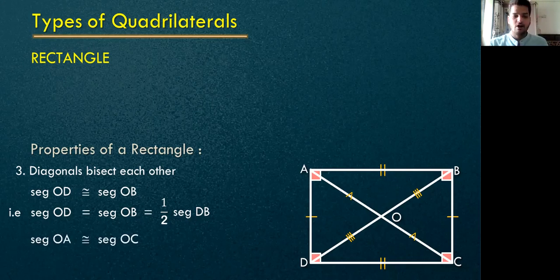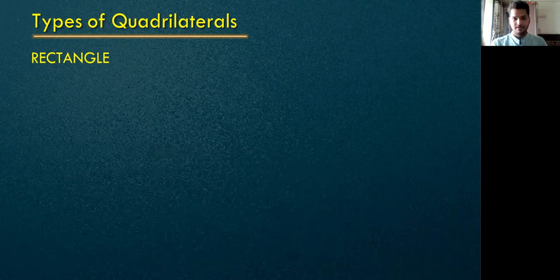Again, the property that diagonals bisect each other. That is, segment OA is equal to segment OC is equal to half of segment AC. Clear, students? So these are the three properties of a rectangle. That is, first property, the opposite sides are congruent. Second property, diagonals are congruent to each other, or you can say they are equal. Third property, diagonals bisect each other.